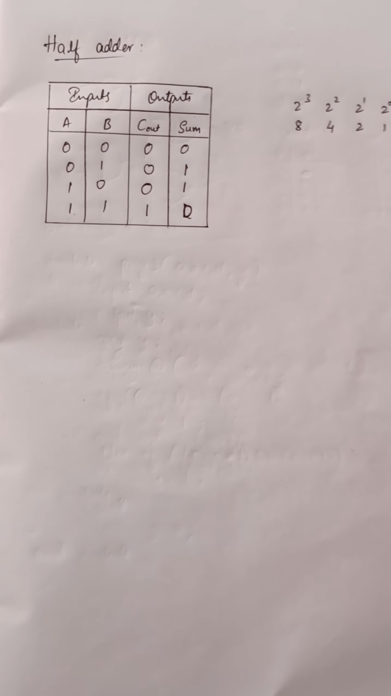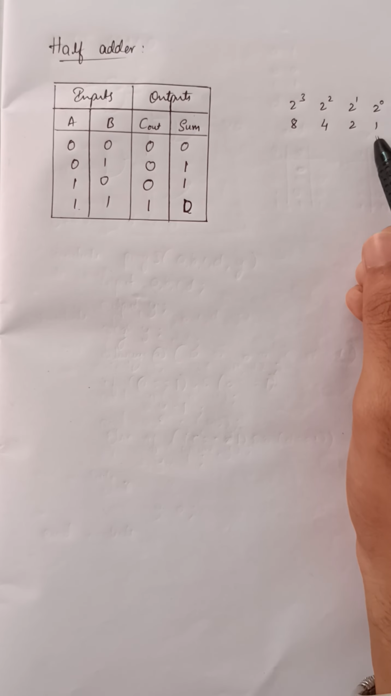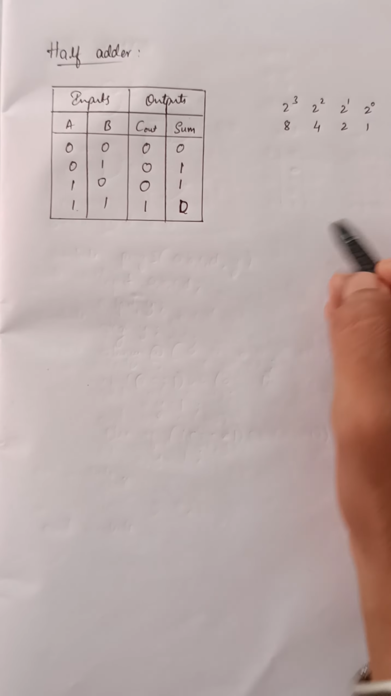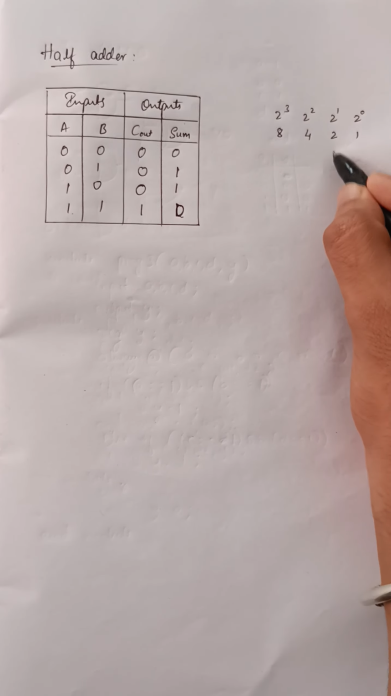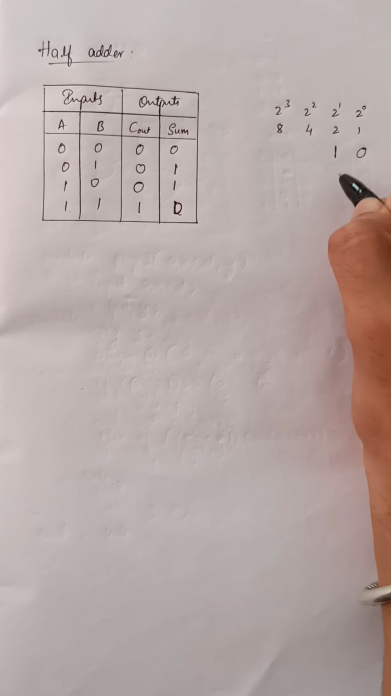is 0. Now we will discuss how it works. If adding 1 and 1 gives 2, then it will be written as 1 and 0 in binary. That is written here. Now we will discuss the circuit diagram.